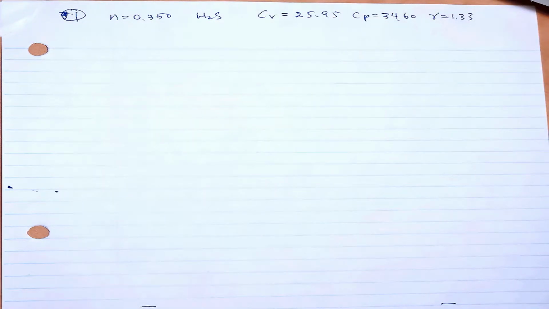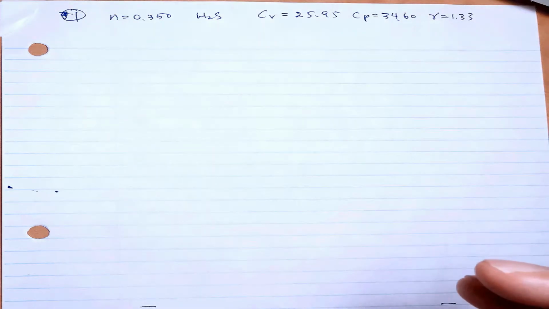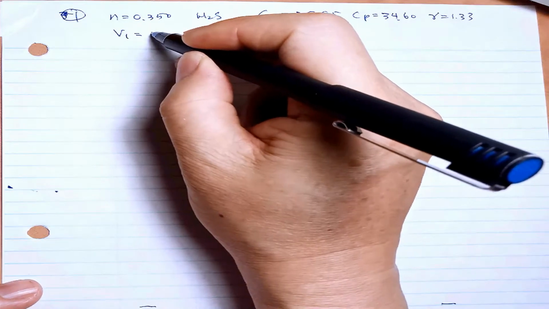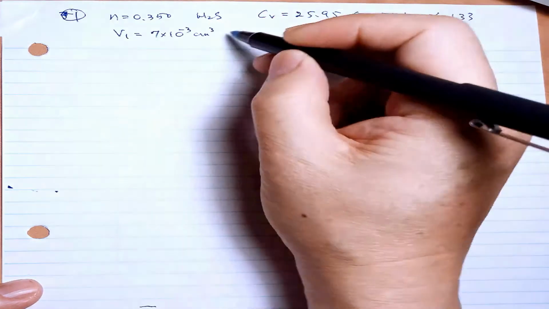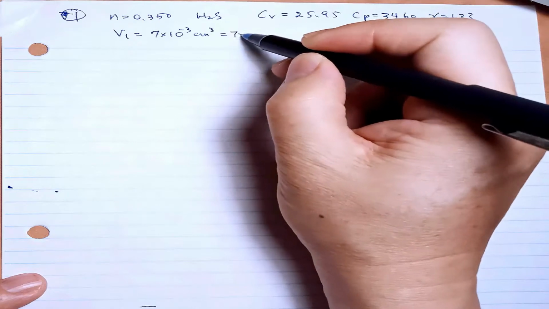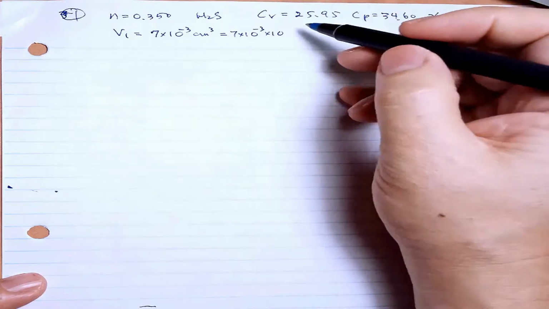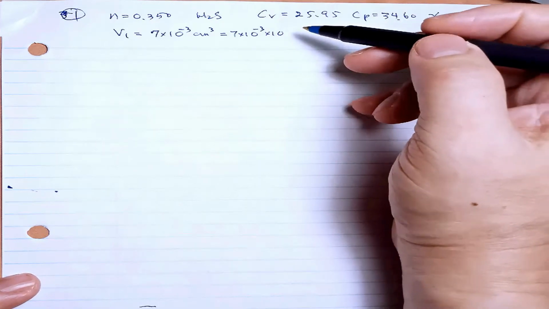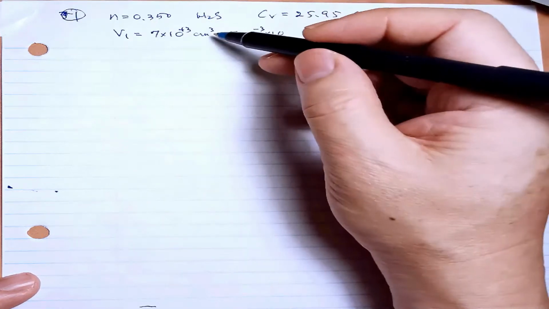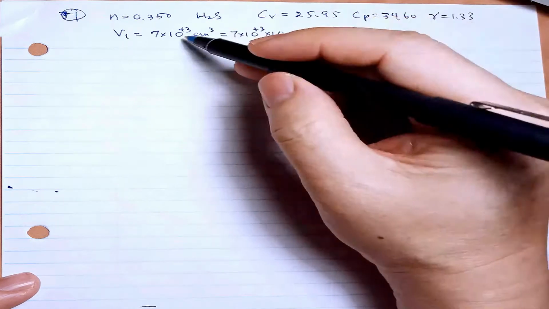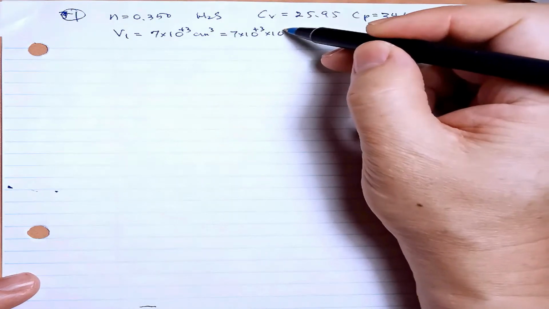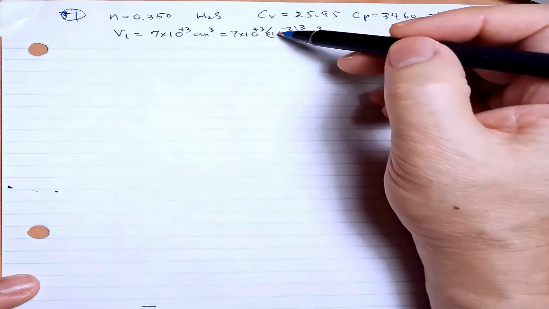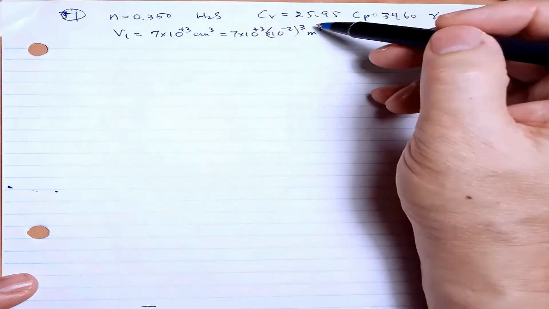Okay, and then initially the hydrogen sulfide gas has a volume V1 of 7 times 10 to the third cubic centimeters. Now we don't like to work with cubic centimeters, so you change that to cubic meters by multiplying by 10 to the negative 2 cubed. That's because each centimeter is 10 to the negative 2, but since it's cubed, you cube it all.